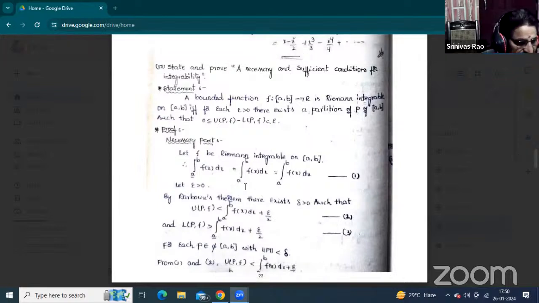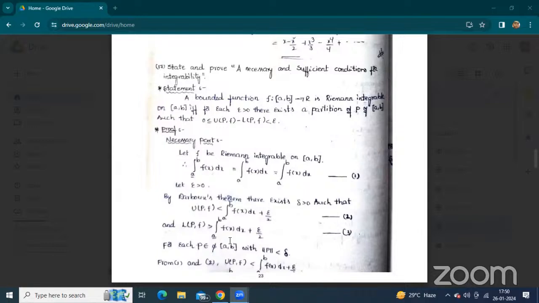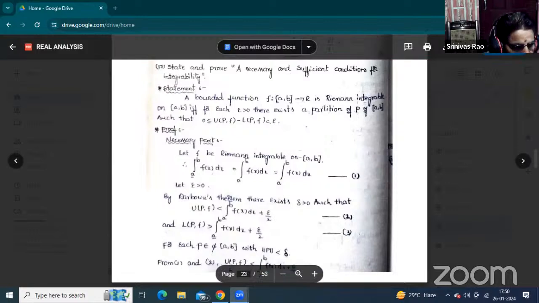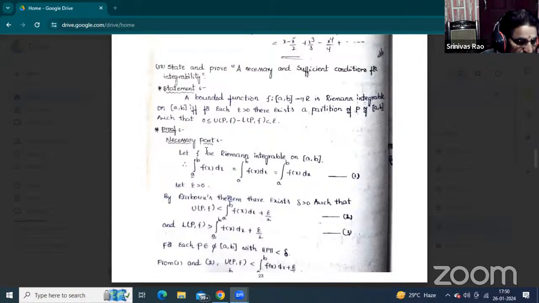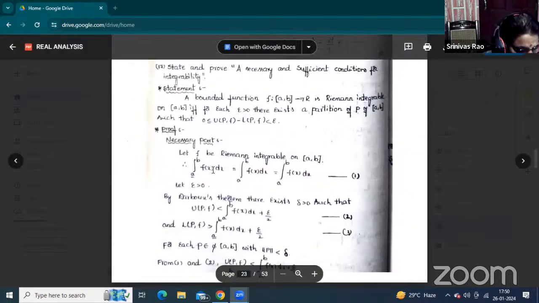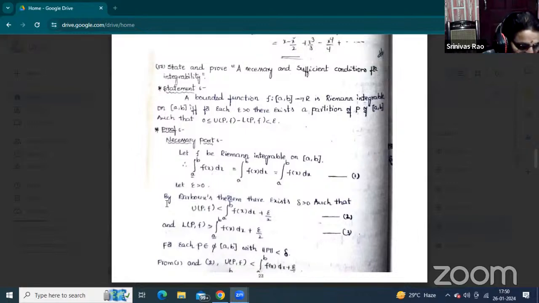Now, this term is: state and prove a necessary and sufficient condition for integrability. Now, what is the statement of the Riemann integrability condition? I already explained in the last session what it means for the given function to be Riemann integrable. f belongs to R of [a, b] means f is Riemann integrable on the closed interval [a, b].